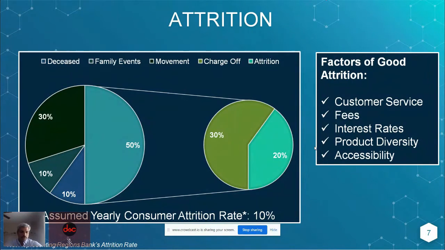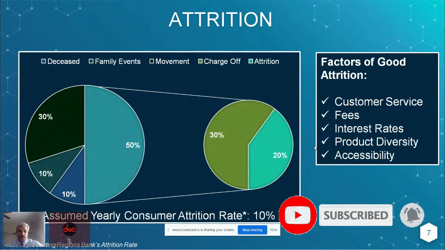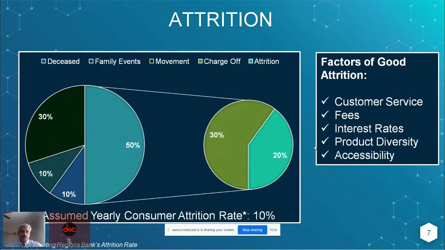So attrition, when we think about attrition in a bank here, what I'm talking about is deposit product attrition. Consumers open up their checking, money market, savings, or time deposit accounts. Let's assume, and these numbers don't represent region-specific attrition rates, an attrition rate of around 10%. There are a lot of factors that influence this attrition. There are, of course, deceased and family events, and then people moving from one region to another.